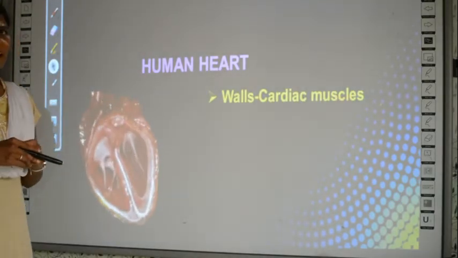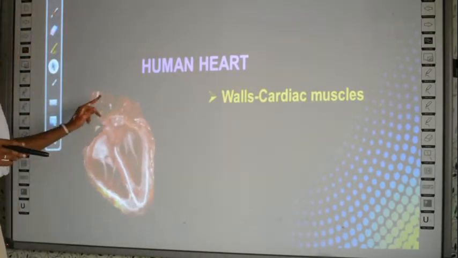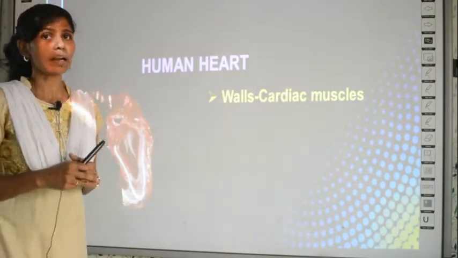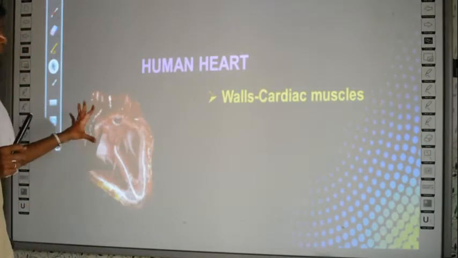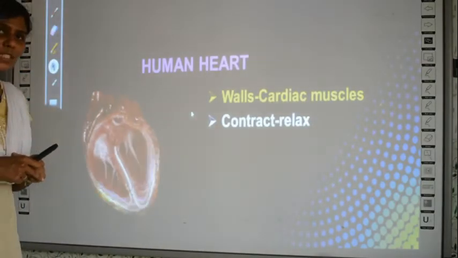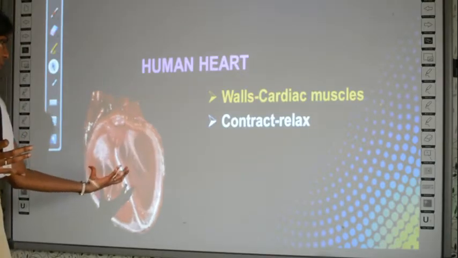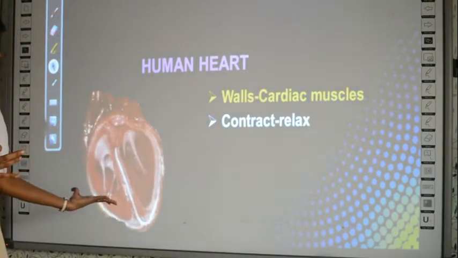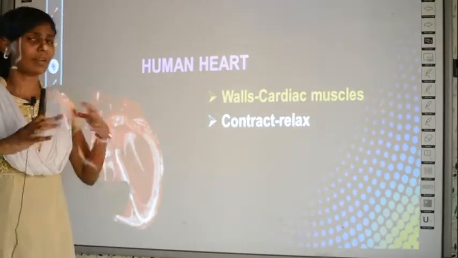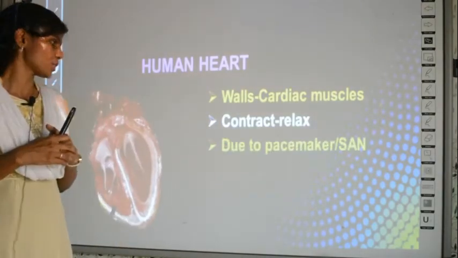The walls of the heart are made up of a special type of muscle. I told you already, the name of the muscle is cardiac muscle. And what is its function? It will contract and it will relax. Contraction, relaxation, contraction, relaxation. When it reduces in size, it is called contraction, and when it is bigger in size or in normal position, you call it the relaxed position.